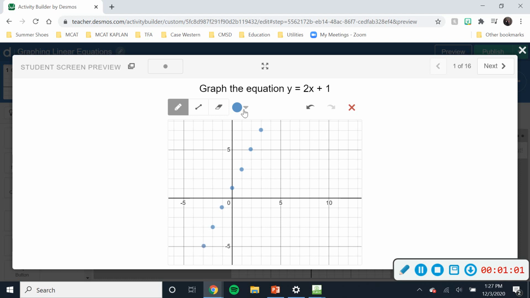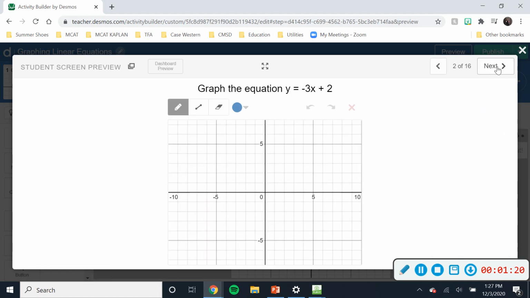Once we finish drawing our points, we can graph them. I'm going to draw a line that's connecting all of our points here. And this would be our final graph. The intercept is at +1, and the slope is 2 over 1. Let's look at a second graph.